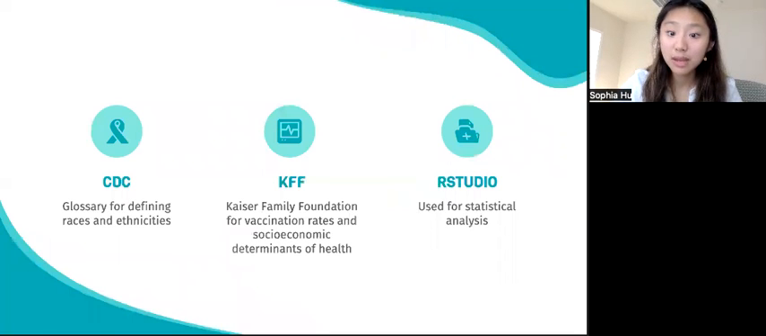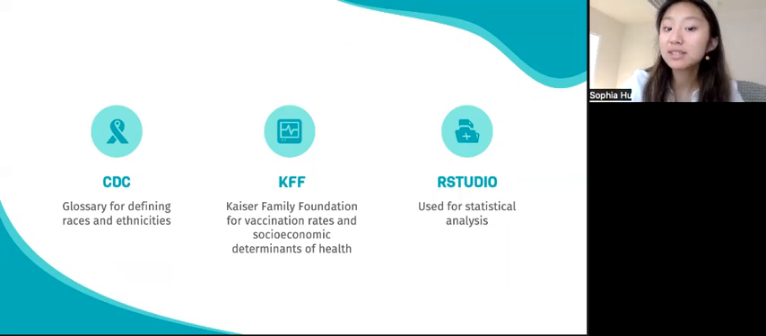So I used 3 main tools: the CDC, the Centers for Disease Control and Prevention, the Kaiser Family Foundation, also known as KFF, and RStudio for my statistical analysis. From the CDC, I got my COVID fully vaccinated data, and also the glossary for defining races and ethnicities. The Kaiser Family Foundation defines races and ethnicities the same as the CDC. And I got my flu vaccination rates from the Kaiser Family Foundation, as well as my social determinants of health.